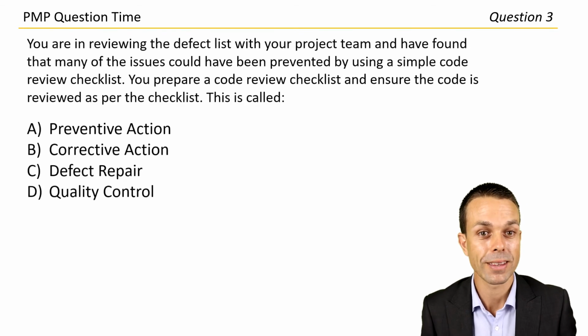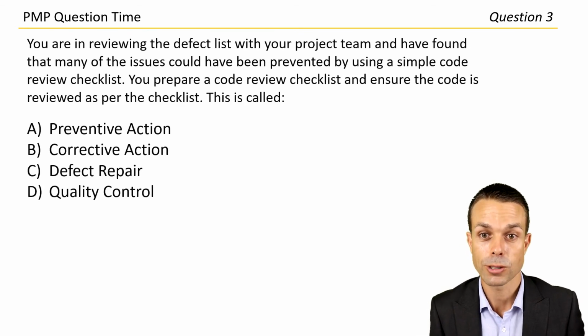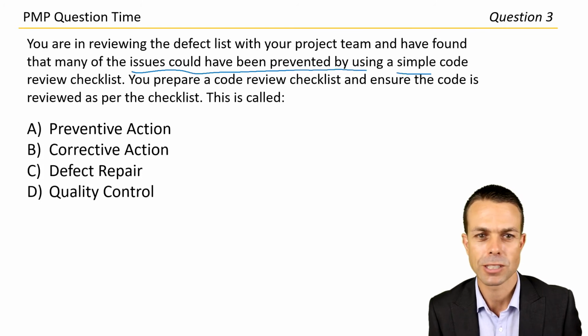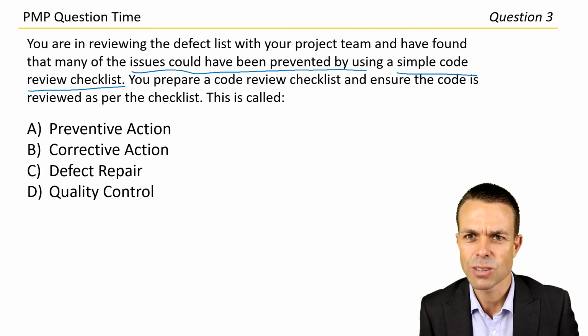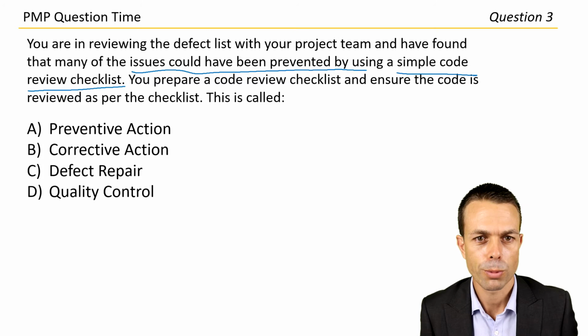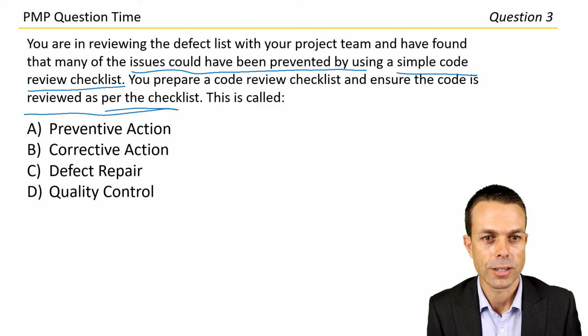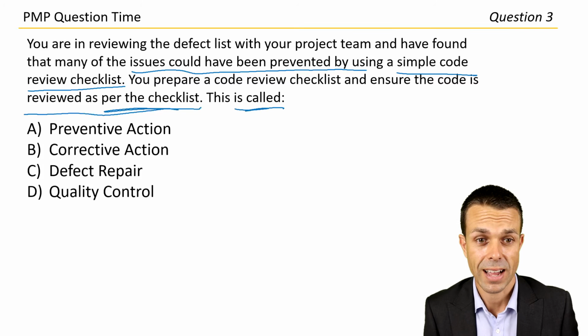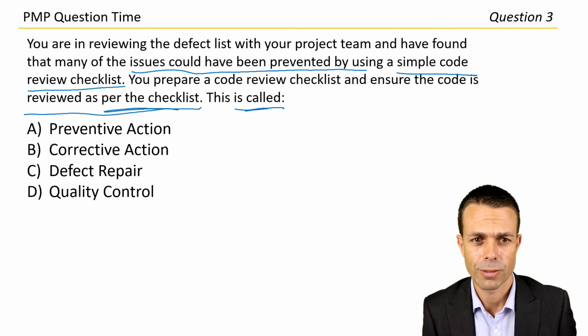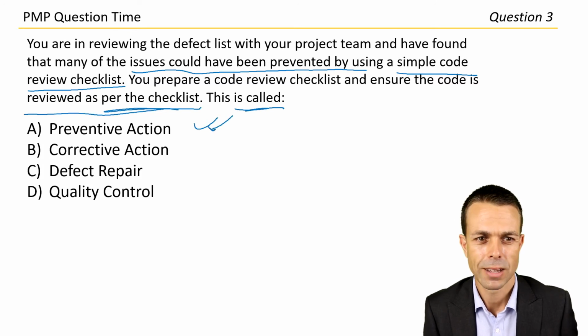You're reviewing the defect list with your project team and have found that many of the issues could have been prevented by using a simple code review checklist. Okay, so prevention, we're preventing something. Maybe you prepare a code review checklist and ensure that the code is reviewed as per the checklist. This is called preventative action. Yeah, so I mean, we're preventing this from happening in the future.